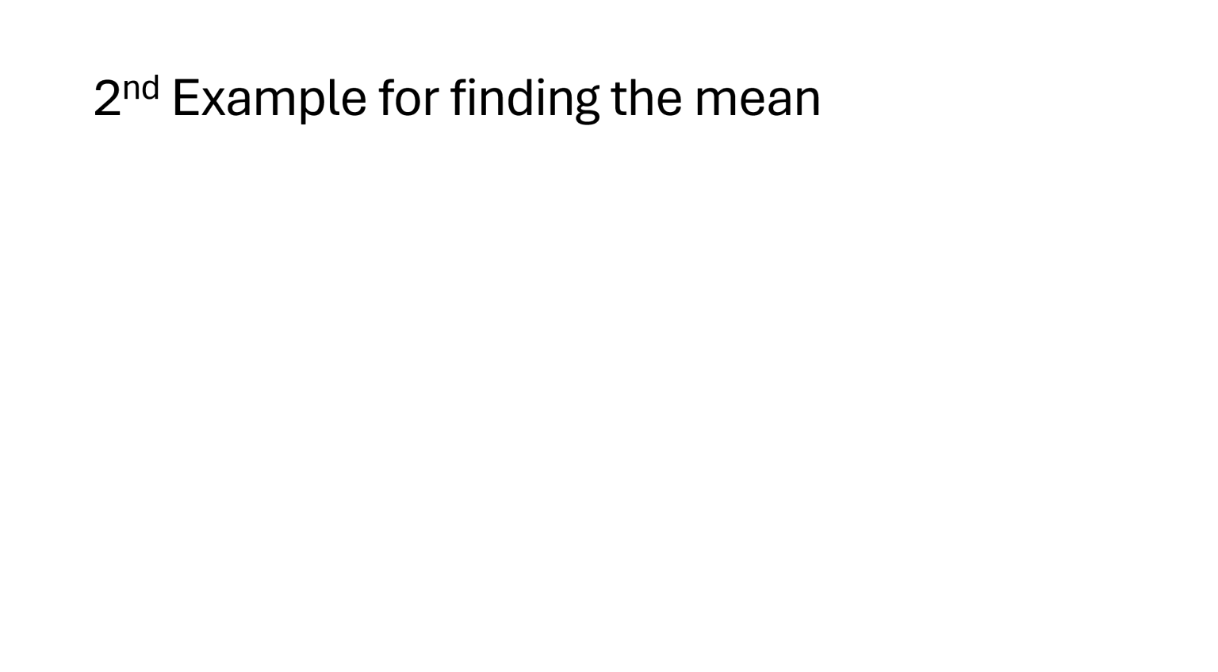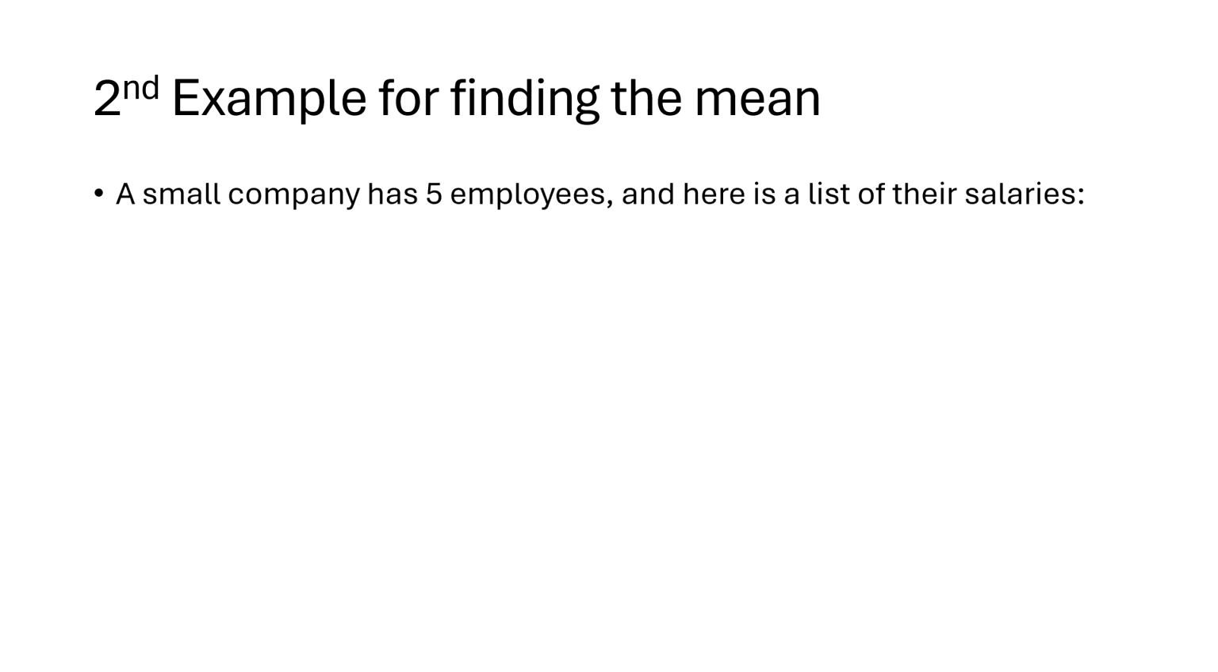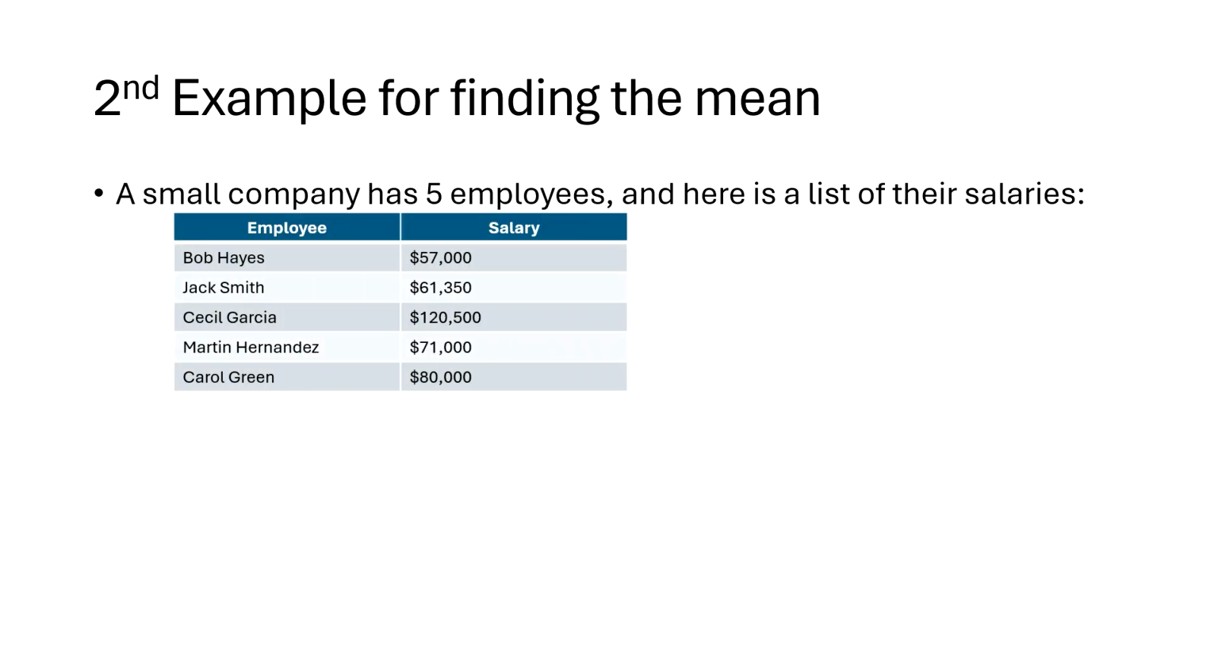Here's our second example for finding the mean. A small company has 5 employees, and here is a list of their salaries. Bob Hayes makes $57,000. Jack Smith makes $61,350. Cecil Garcia makes $120,500. Martin Hernandez makes $71,000, and Carol Green makes $80,000.